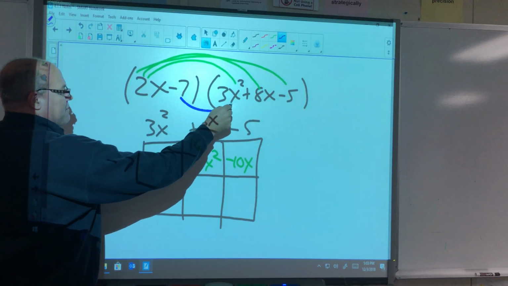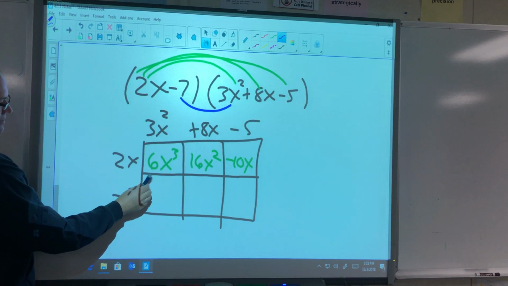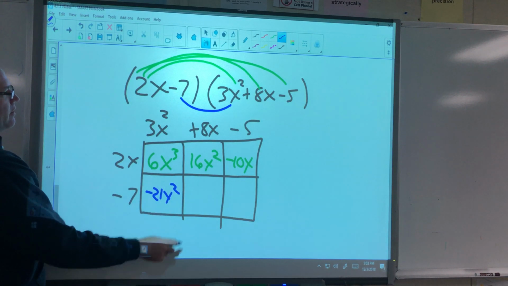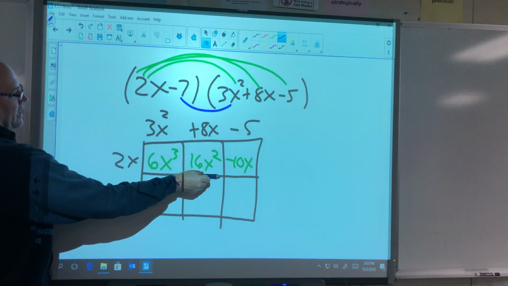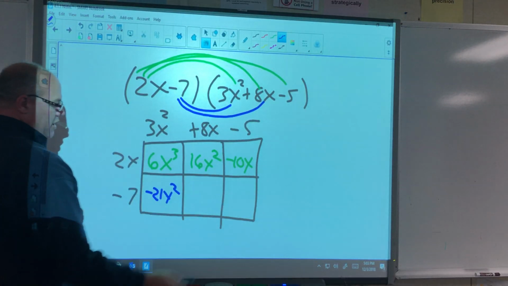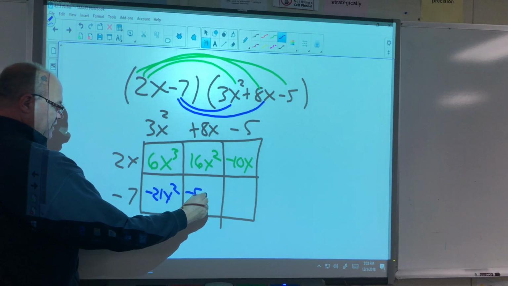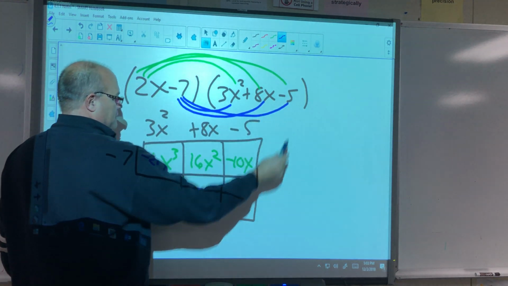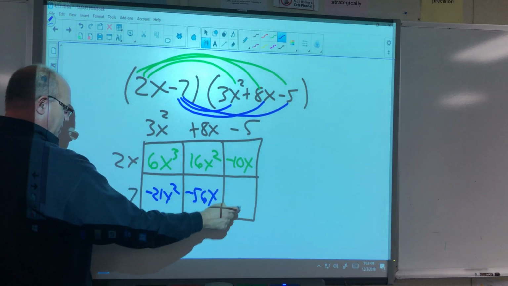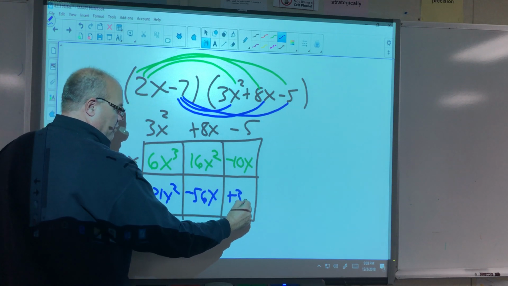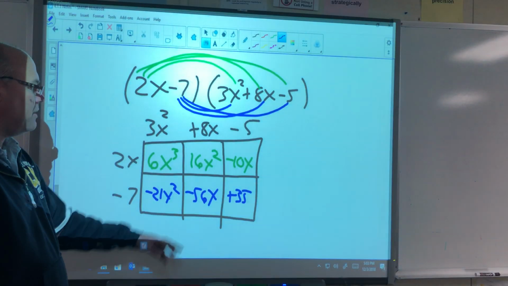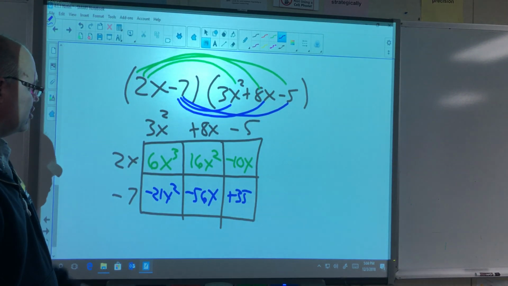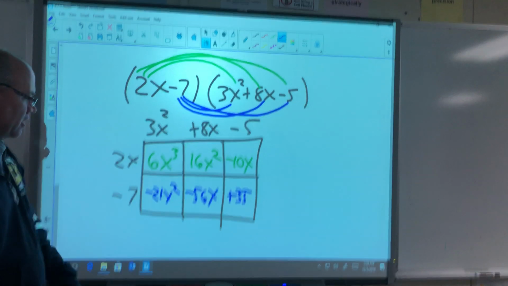Now I'm going to multiply negative 7 times 3x squared, which is this box. Negative 7 times 3x squared, negative 21x squared. Then I'm going to multiply negative 7 times 8x. That's this rainbow here. So that's going to be negative 56x. And then I'm going to multiply negative 7 times negative 5, which is this side times this side, which is positive 35. That's why we call it generic rectangle, by the way, because you have negative numbers here. We know in real life you can't have a side length that's negative. So it's just a generic rectangle. It helps organize our work.